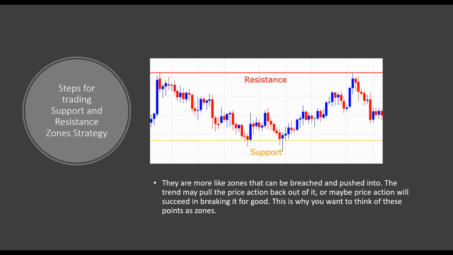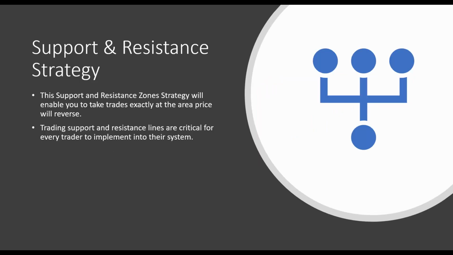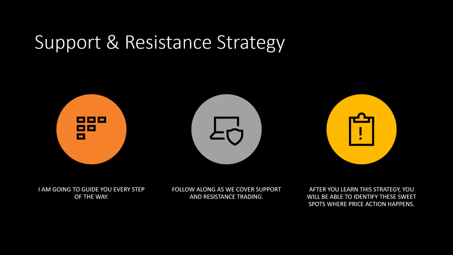The trend may pull back as price action backs out of it, or maybe price action will succeed in breaking it for good. This is why we want to think of these points as zones. Now, the support and resistance zone strategy, or the price level strategy, will enable you to take trades exactly at the area price should reverse. Trading support and resistance lines is critical for every trader to implement into their system, regardless of how you're going to trade. You should always be looking at trend lines, volume, and support and resistance, no matter what trading strategy you're using, even if this is just your guide or your informational tool.